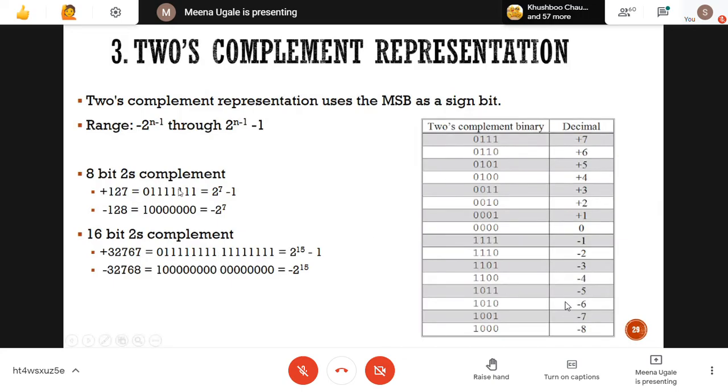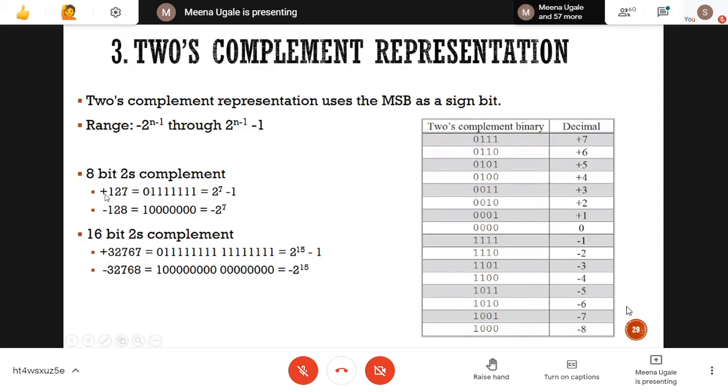In 2's complement representation, the MSB is again used as a sign bit. The range is -2 raised to n minus 1 through 2 raised to n minus 1, minus 1. The table is showing a few numbers, from 0 to 7 in the positive and -1 to -8 in the negative. How to represent here? The 8-bit 2's complement, here is an example given.